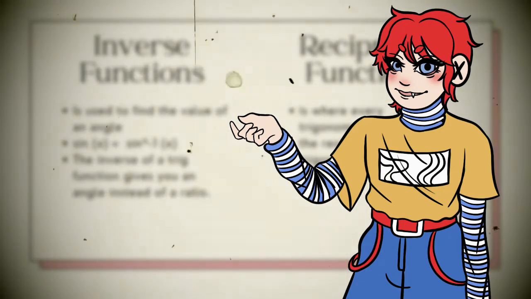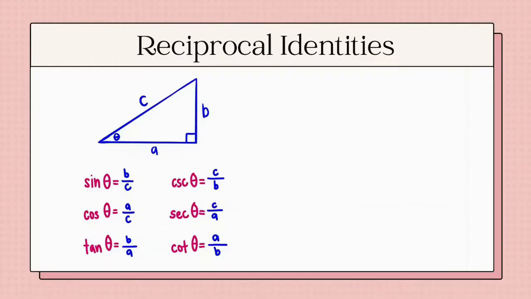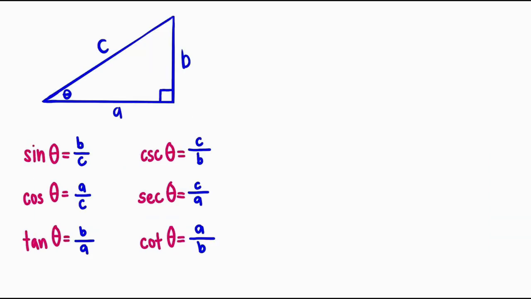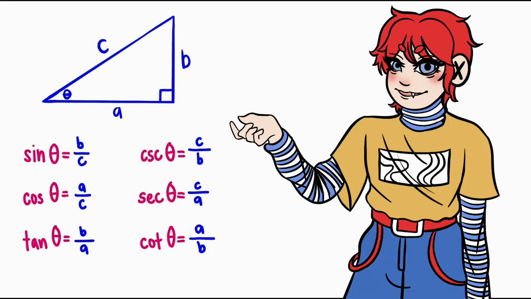To help you get the gist of this, here is a list of the reciprocal identities. I know. It looks like a lot, but it really isn't that difficult. Let's zoom in to get a better picture of this. To help, I have drawn a small right-angled triangle with labels. At the bottom we have A, on the right we have B, and on the slant we have C. The theta is inside of the triangle on the bottom left corner.